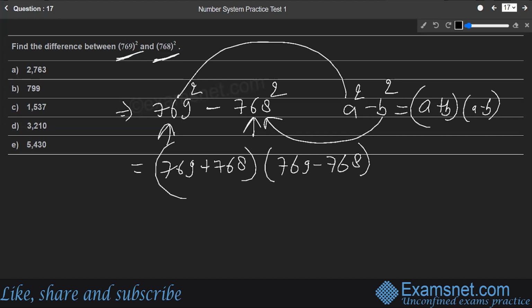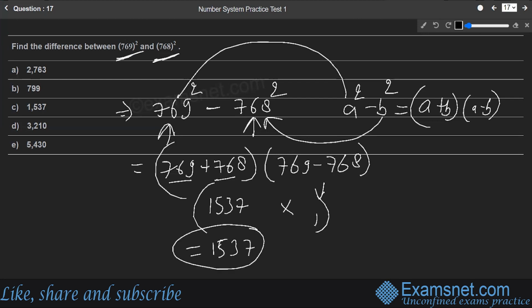Obviously 769 minus 768 is going to be 1. So 769 plus 768, that we need to add. The total of 769 plus 768 is nothing but 1537, and 1537 into 1 is going to be 1537 only. So clearly we didn't have to do any perfect square and then subtraction. We just did the addition and we could get the answer, which is 1537. The option available is option C.